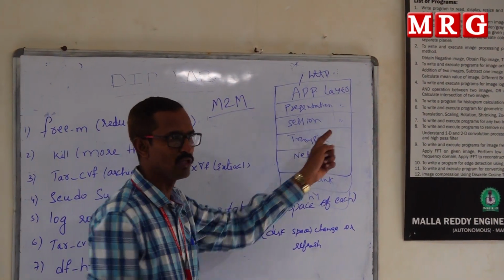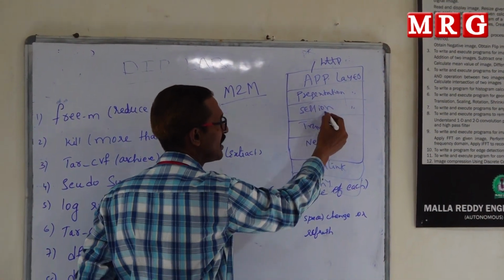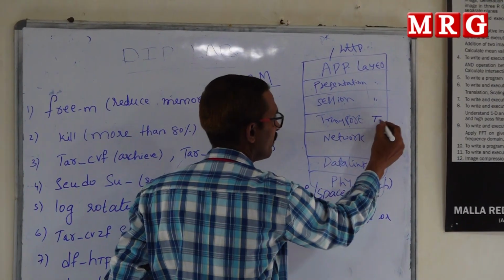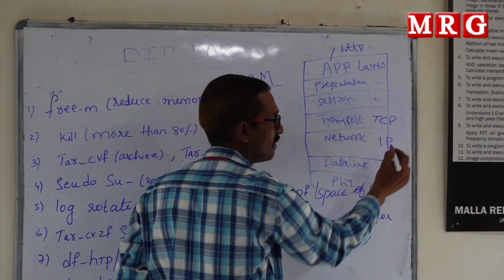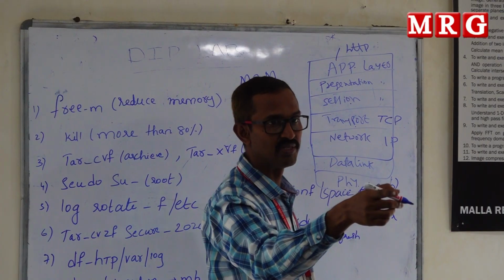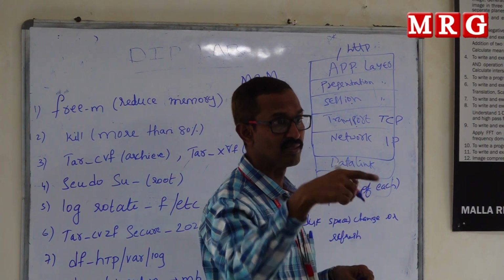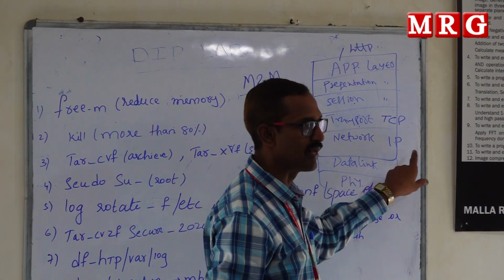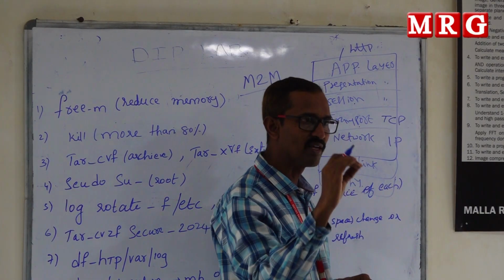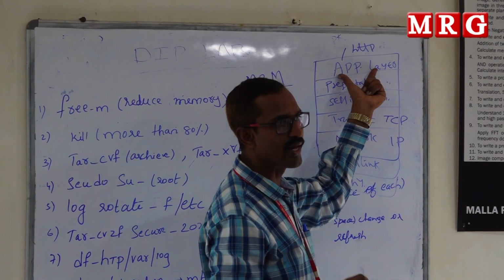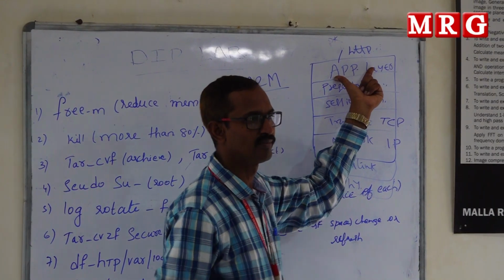Every layer has some protocols. This layer has TCP. This layer has IP. Then IPv6. I told you IPv4 and IPv6 are for IP addresses. That is the network layer. Every layer has a set of protocols, and each layer has to be implemented using protocols.